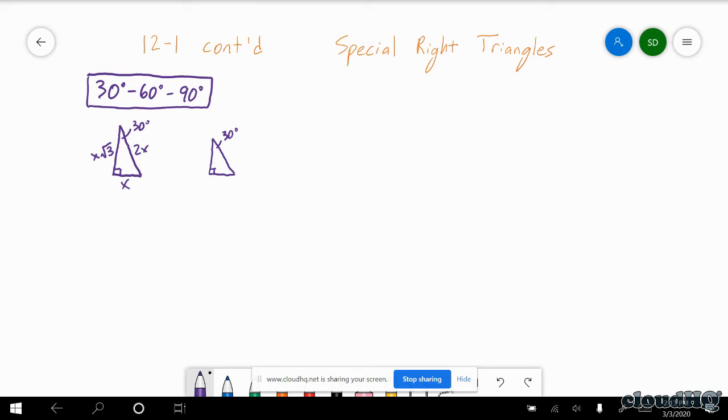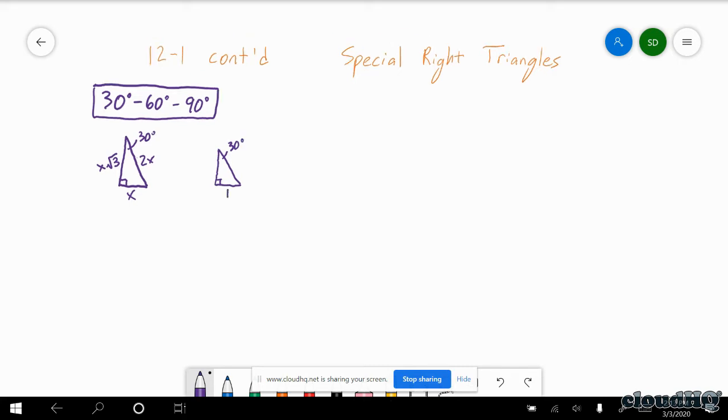So you might have seen it like that with x's, or you might have seen it where instead of x, they put a 1 down there. Then what would the hypotenuse be? 2. What would the long leg be? Square root of 3. So you probably had something like that in geometry.